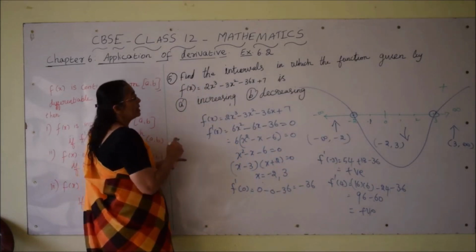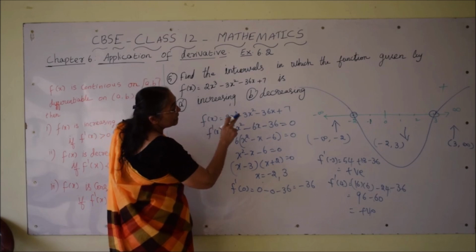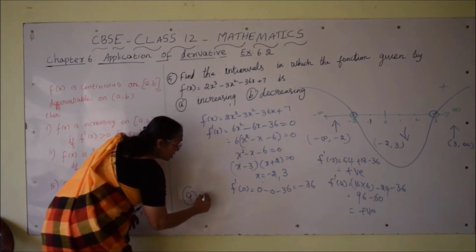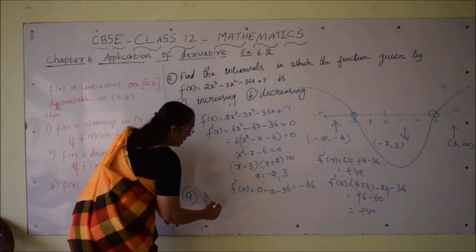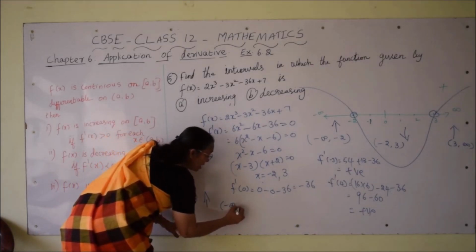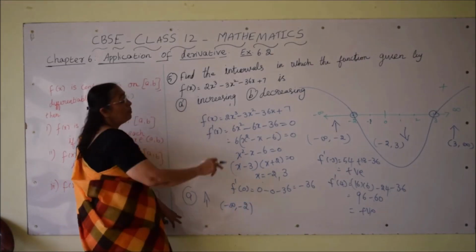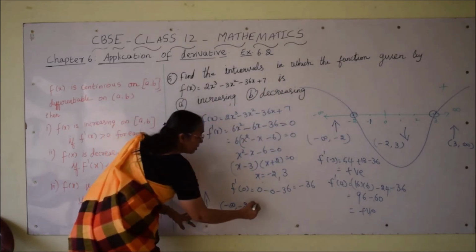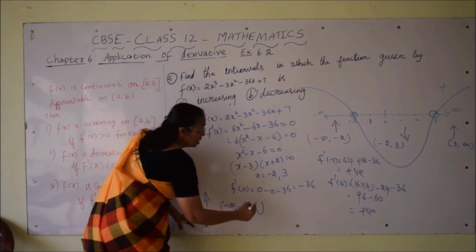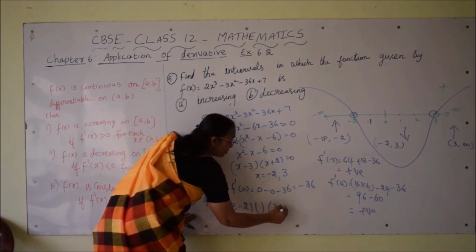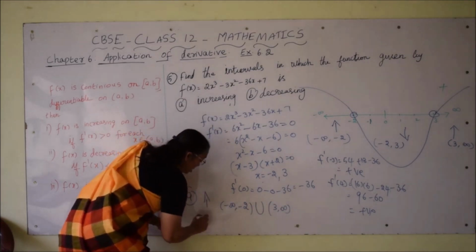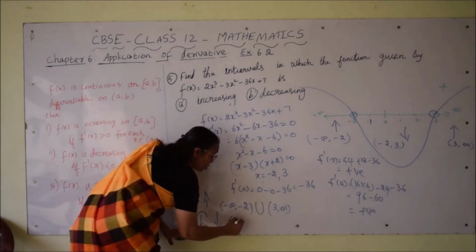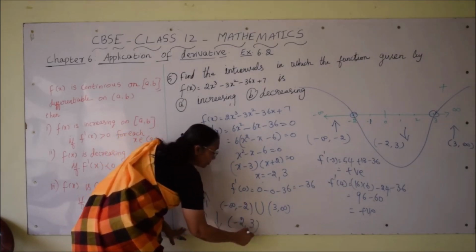So what is our answer? For part a, the function is increasing in the intervals minus infinity comma minus 2. Again it is increasing in that interval, so we can write union 3 comma infinity. And for part b, the function is decreasing in the interval minus 2 comma 3.